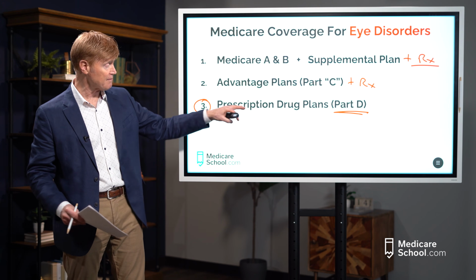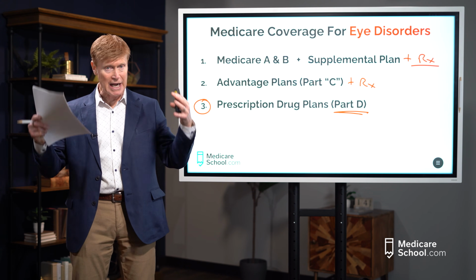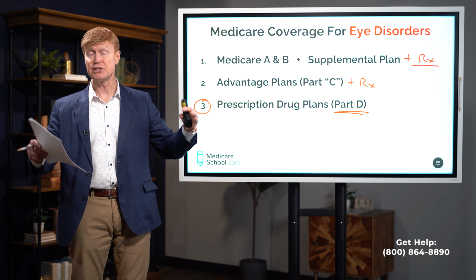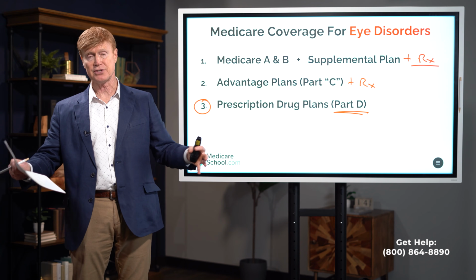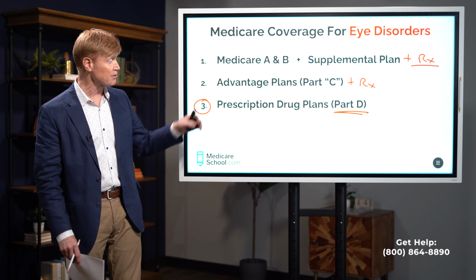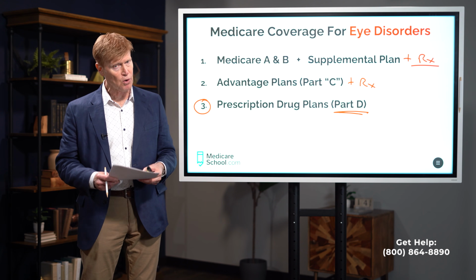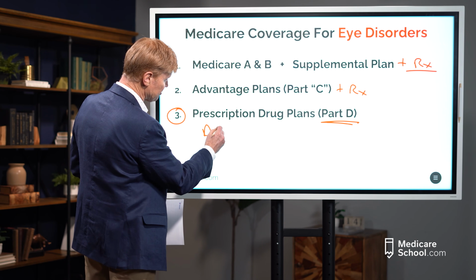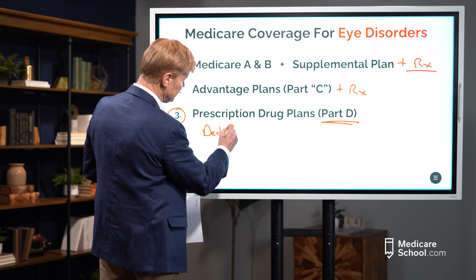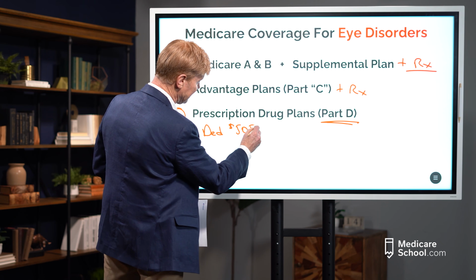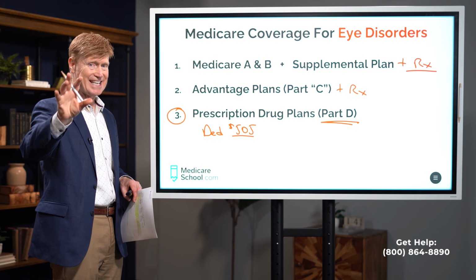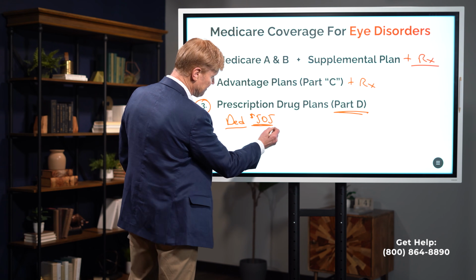So what you have to do is make sure that you have the right prescription drug plan. Again, drug plans can be changed. Medicare Advantage plans can be changed on an annual basis. And so each year you've got to make sure you're on the right drug plan. What's important to note about drug plans is this: some drug plans you have to meet a deductible. That deductible this year is $505. This is 2023, $505. That's going to $540 next year.